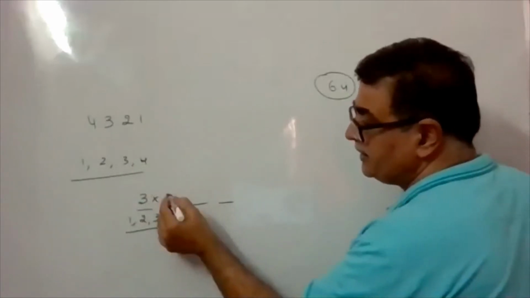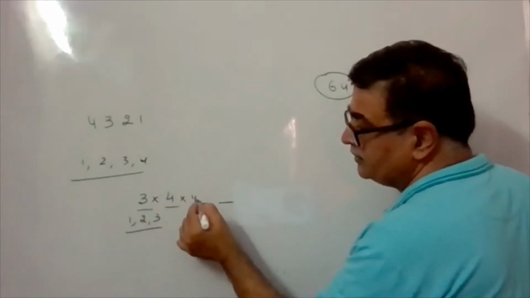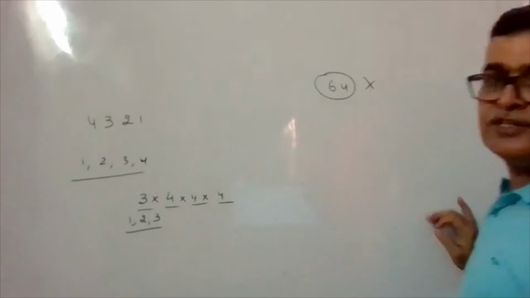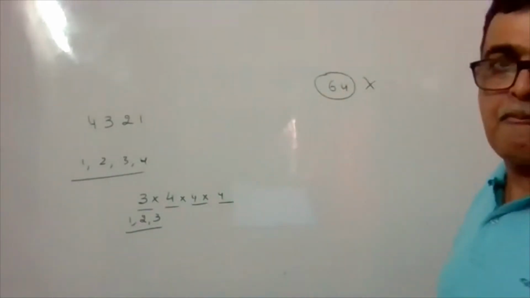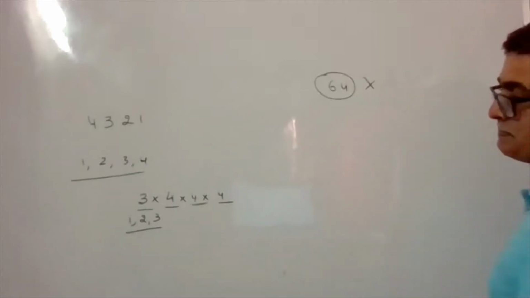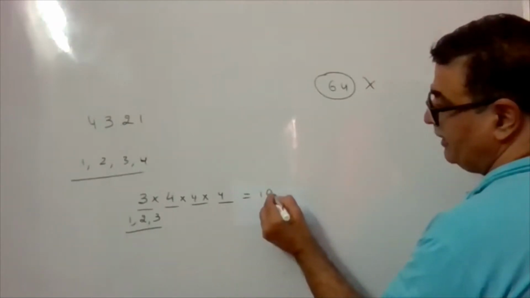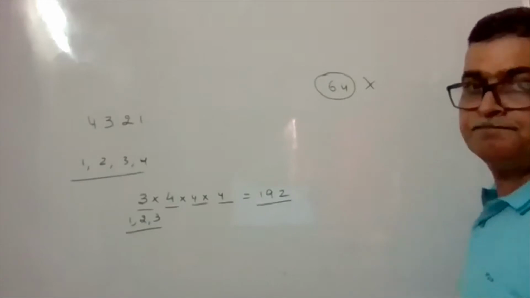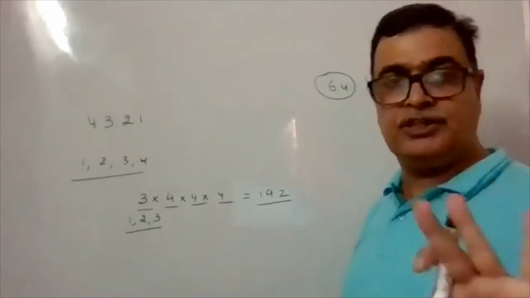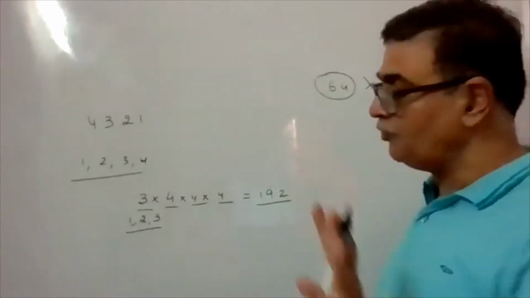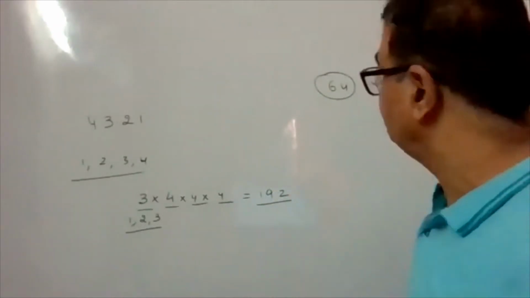How many possibilities are here? 4. This is 4 and this is 4, because repetition is allowed. Find out what total comes. So 192. 192 numbers are here. We have taken the numbers which start with 1, 2 and 3. They definitely come out to be less than this. So we have taken that number, 192.